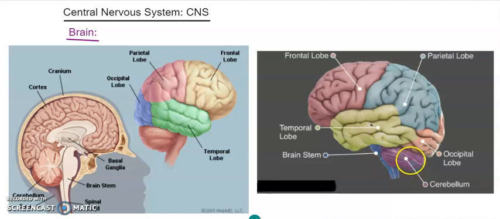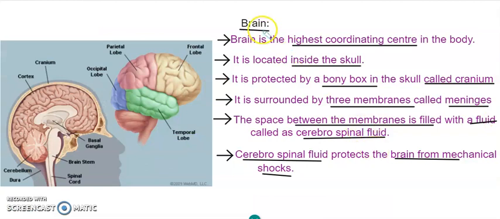Okay, let's look into the brain structure and the parts of the brain. So brain, the highest coordinating center in the body. It is located inside the skull and it is further protected inside the bony box called the cranium. They have three membranes, which are the meninges: outer membrane, inner membrane, and an intermediate membrane. The space between the membranes is filled with fluid which is called cerebrospinal fluid.